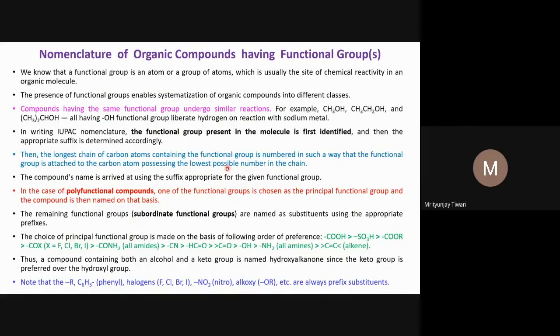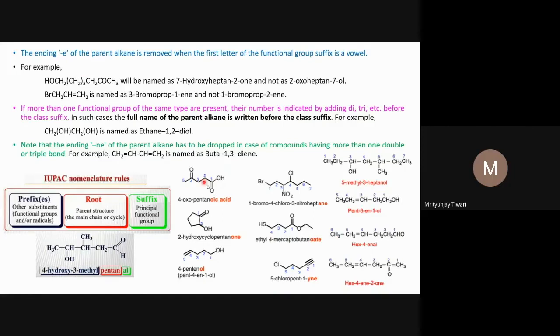And in this priority order, we know carboxylic acid gets higher priority than the ketone, meaning carboxylic acids are more reactive than ketones. So carboxylic acid is the principal functional group and the ketone is the subsidiary or subordinate functional group. And so the numbering will start from here. So this is the principal functional group. So 1, 2, 3, 4, 5.